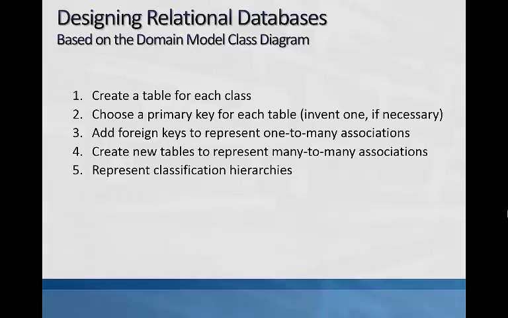First, create a table for each class in the domain model. Second, choose a primary key for each table. You might have to invent one. Third, add foreign keys as we just learned for the one-to-many associations. Fourth, create new tables for the many-to-many associations. These are the association classes. And fifth, create appropriate tables for the generalization-specialization relationship. Let's do each one.